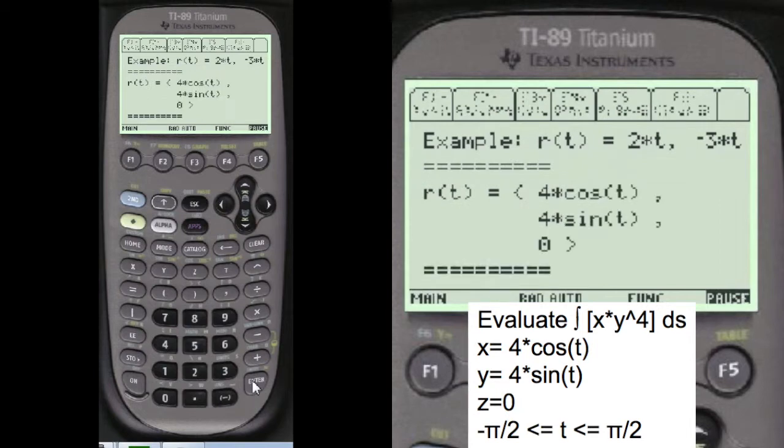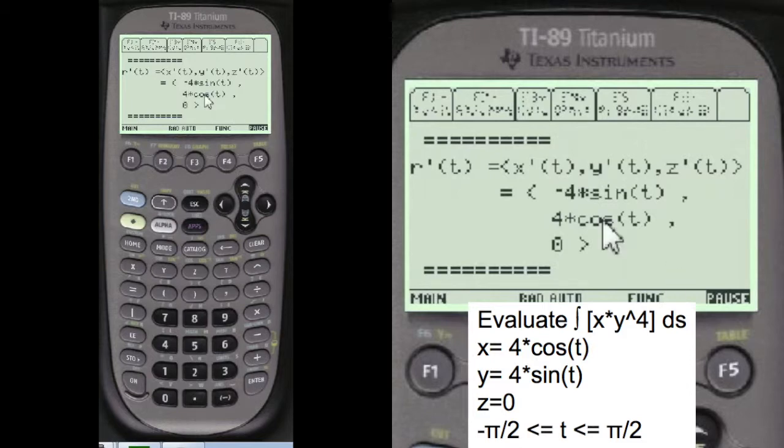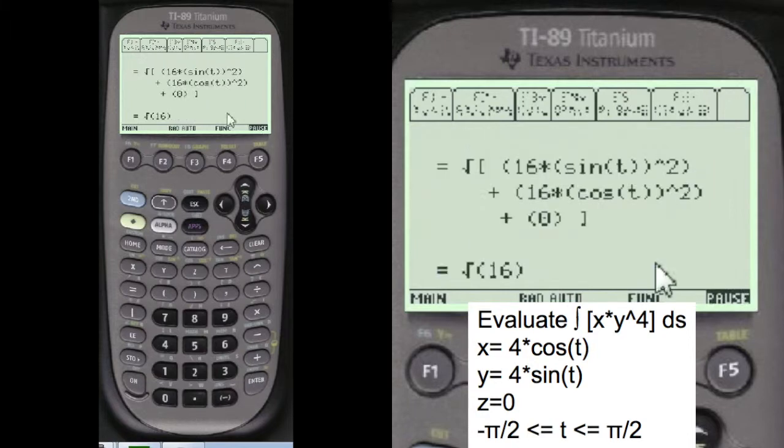I always show you what you've entered. You can change it if you want. I say it's okay. And we start working out this is a vector here. When you have these arrows on the sides, it's called a vector, r(t) vector. We're doing the derivative of that, which equals minus 4 sine of t and 4 cosine of t, etc. And we do the magnitude, which is squaring those derivatives. And the answer turns out to be square root of 16, which is 4, really.